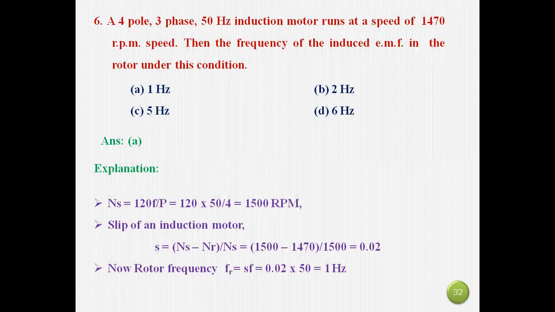Now we are supposed to find the slip. We have just solved the synchronous speed, which is 1500, and we have the rotor speed, which is 1470. So if you write 1500 minus 1470 upon Ns, that is 1500, and solve, you will get 0.02. Now we have the equation for the rotor frequency, Fr equal to s into F. You can write the value of slip and the value of frequency.